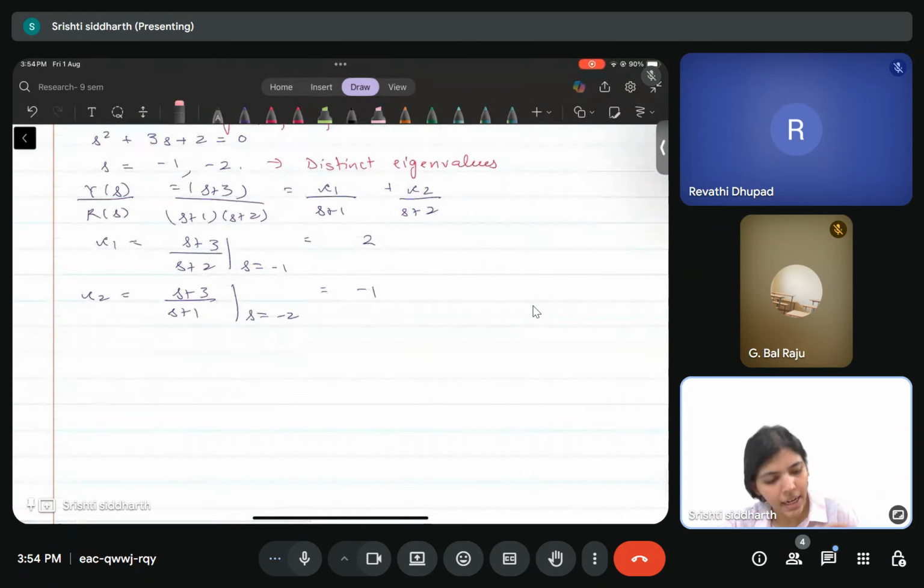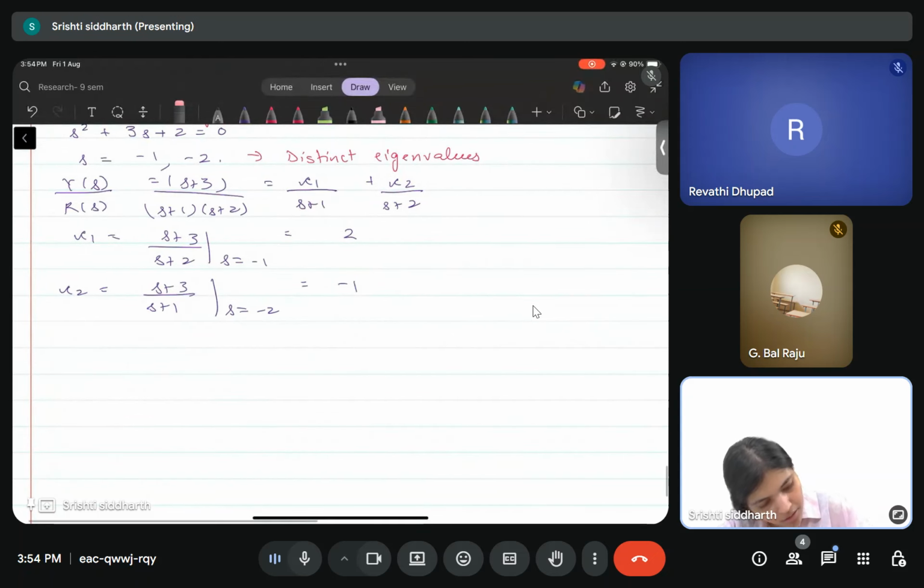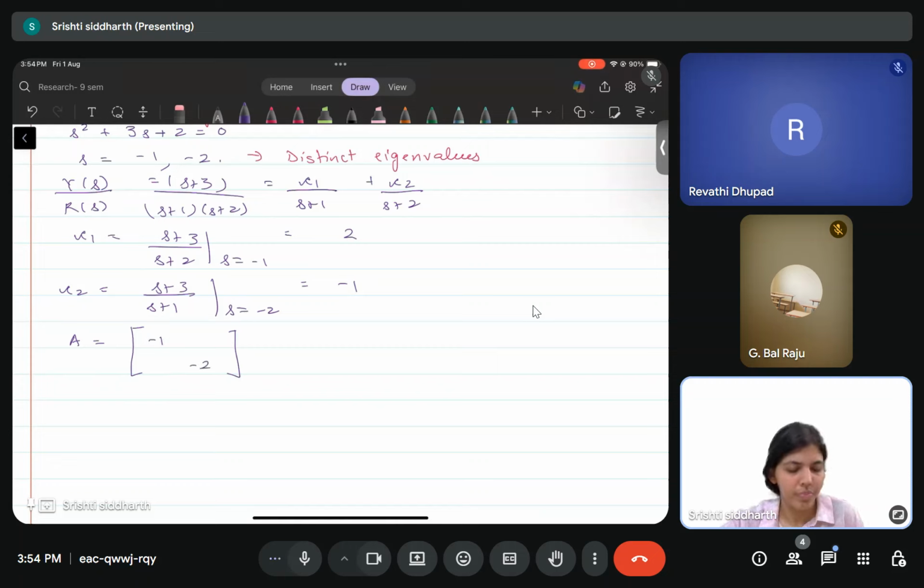It's a second order system, so it's a 2 by 2 matrix. A is -1, -2, 0, 0. B is simply 1, 1. C is 2, minus 1 and D is 0. Okay.